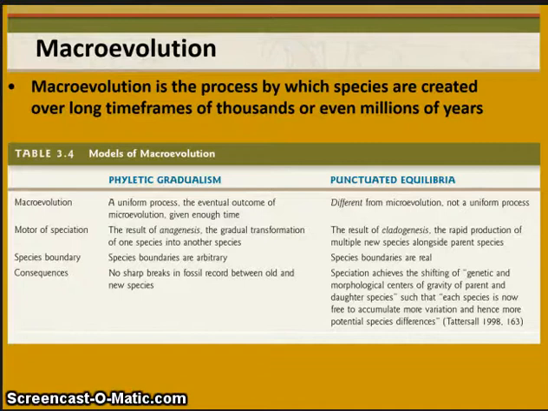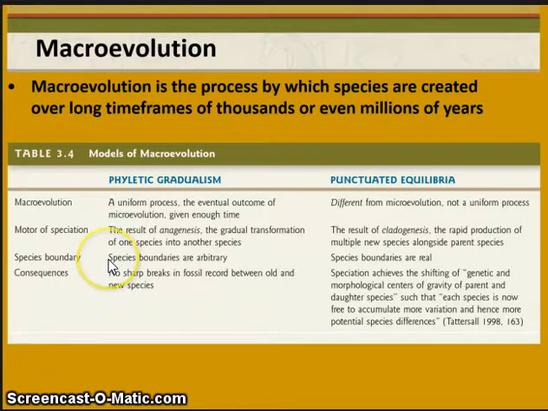One model is what we call phyletic gradualism that you see here. In this case, macroevolution is a uniform process, the eventual outcome of microevolution given enough time. So phyletic gradualism is long and gradual, and the mode of speciation is a result of what we call anagenesis, the gradual transformation of one species into another species.